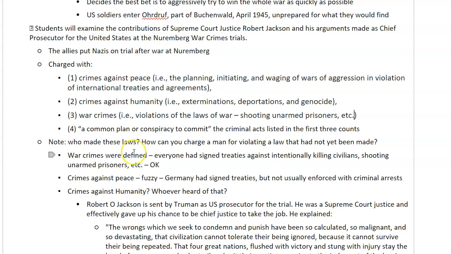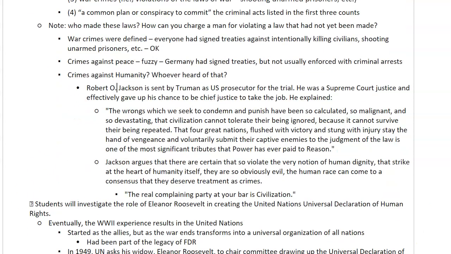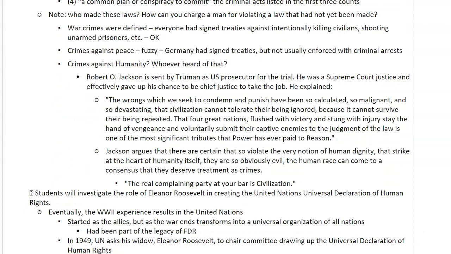Robert Jackson is sent over by President Truman as the U.S. prosecutor for the trial. He was a Supreme Court justice, and he takes a leave from the court to do this. Everybody knew he was kind of up for the job of Chief Justice, but if he took this job as prosecutor, he was going to be out of Washington so long, he was kind of giving up his one shot to be Chief Justice. But he did it. He took this on rather than be Chief Justice of the United States because he believed in the justice of the cause.